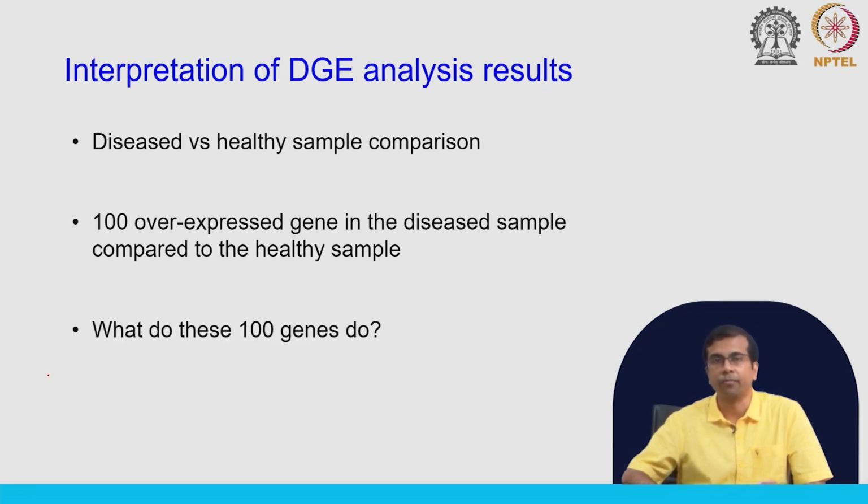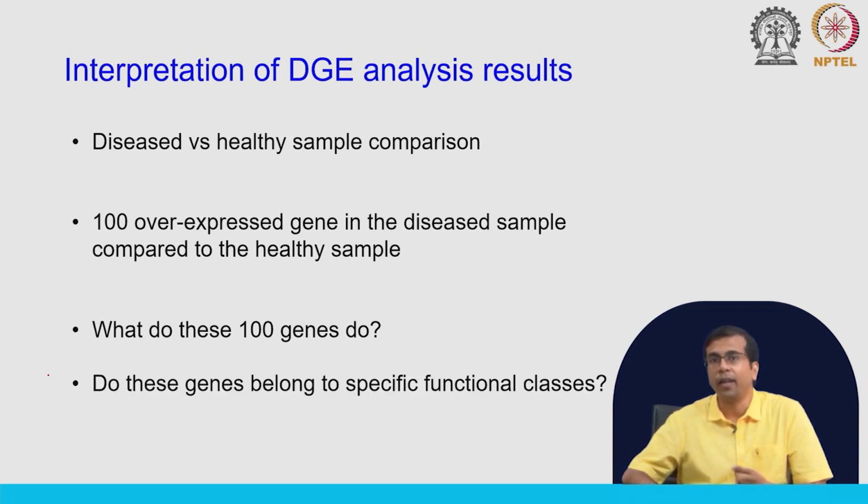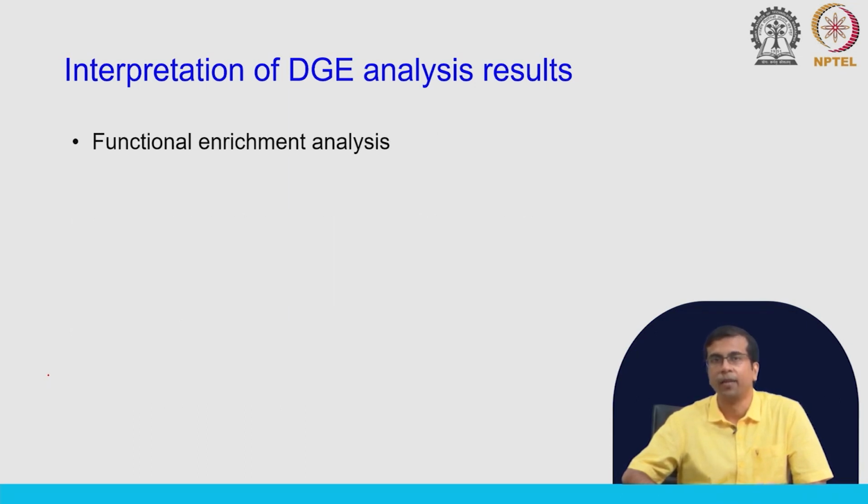And the question we probably want to understand is what do these genes do, these 100 genes, what are they doing? Are they in any way associated with the disease? So, whether they are causing the disease, or they are helping in disease progression, or whether they are actually doing certain functions that kind of make the situation worse. So, the question that we often want to answer is whether these genes belong to specific functional classes, and this is what we do by something called functional enrichment analysis.